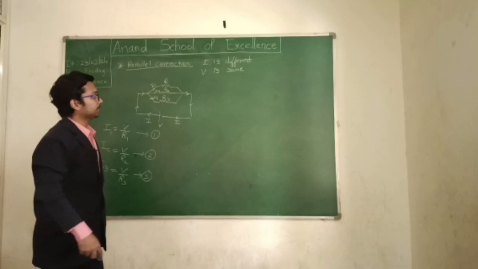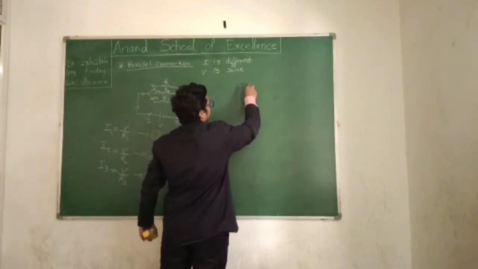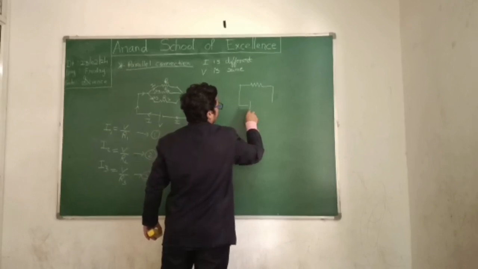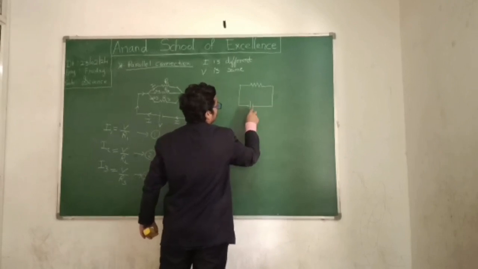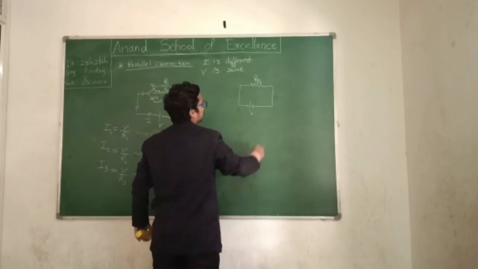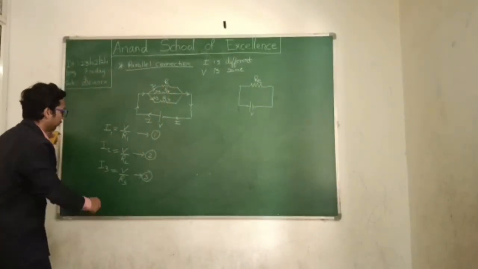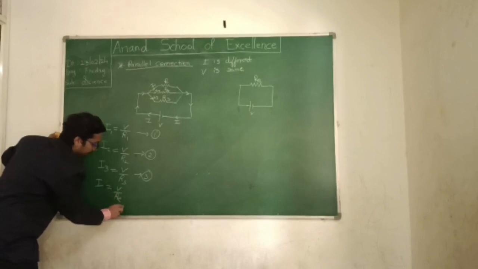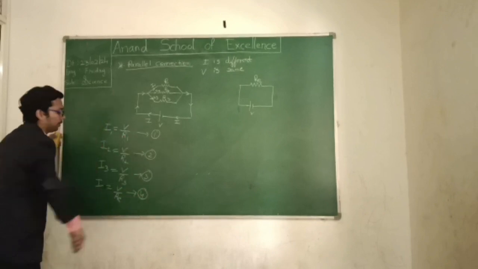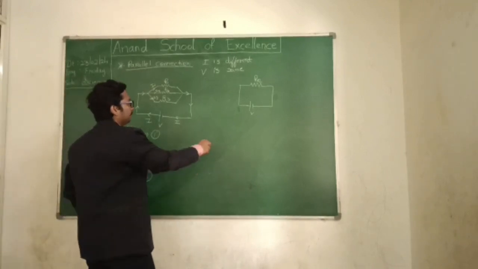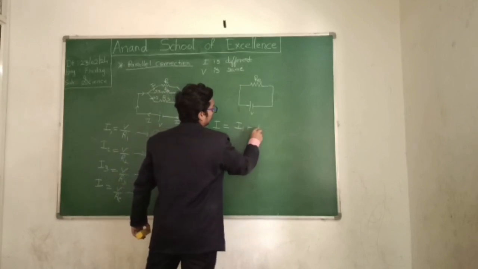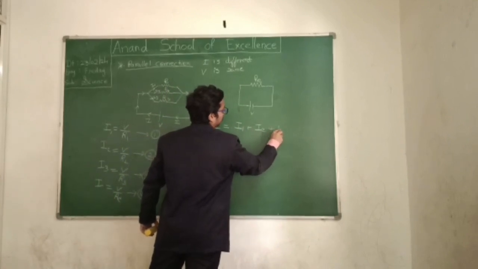Now let us assume all these components as a single resistor or single component, that is our Re. So we can write the value of I in this circuit. I is equal to V upon Re. That is our fourth equation, equation number 4. Now we have to find the total current in the circuit. I is equal to I1 plus I2 plus I3.